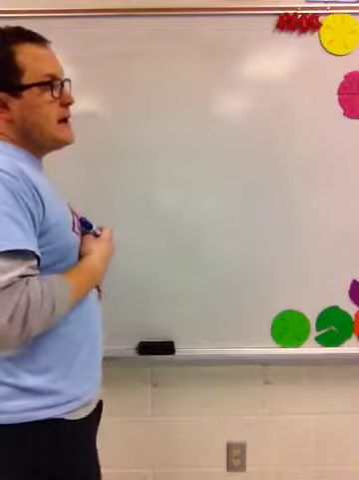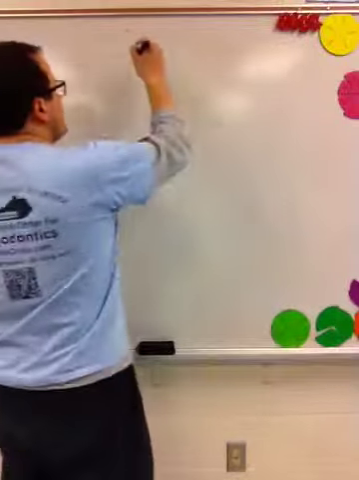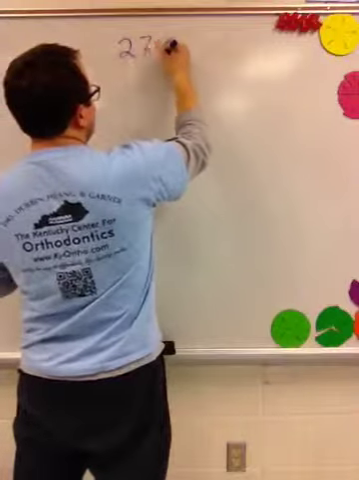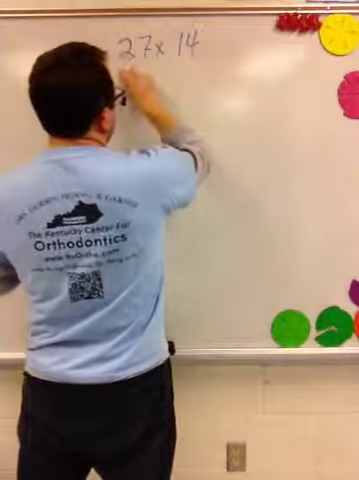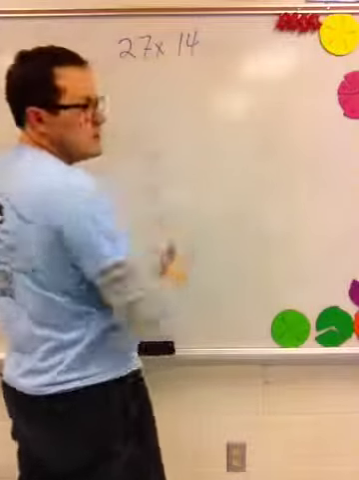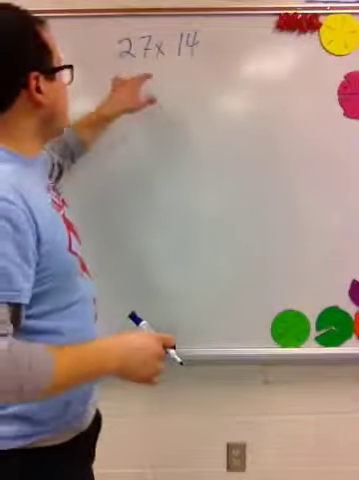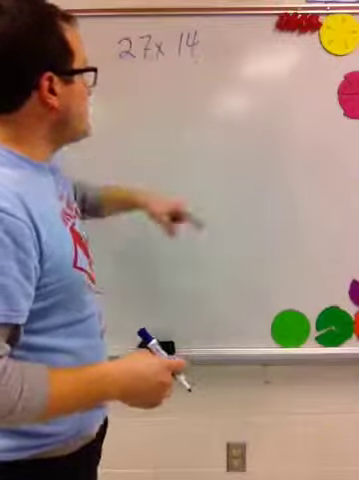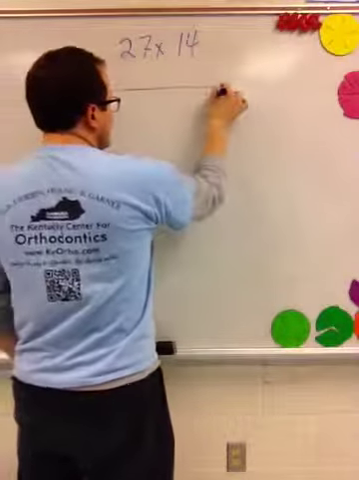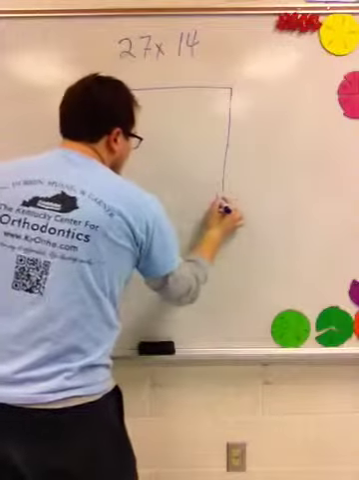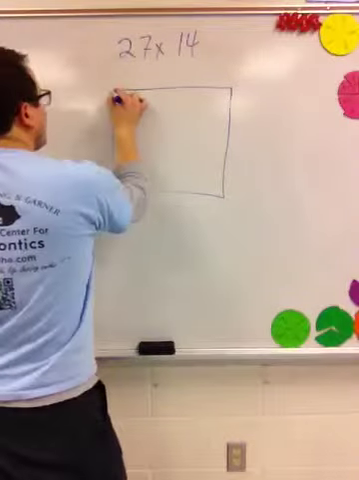I'm going to pick two numbers off the top of my head. I'm going to put 27 times 14. 27 is my favorite number. 14 is the year that we're in. And that's a 2-digit by 2-digit multiplication. So we're going to need a lattice that's 2-digit by 2-digit. What does that mean? Well, here you go.